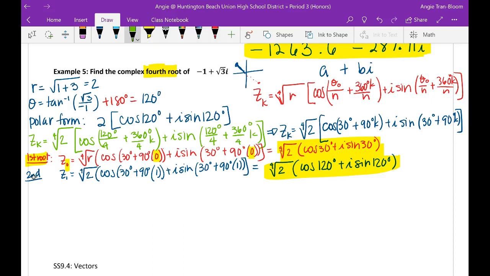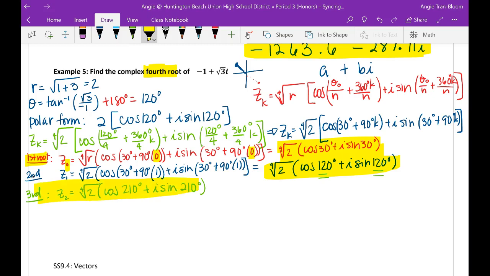Next, different color maybe, just to see it better. So the third root, that one was z of 2. Because I can see that I'm just adding 90 each and every time, that's what I would do. So cosine of 120 plus 90 is now cosine of 210 degrees. You can just see the pattern that I can keep on going and going. So that's that, and then my fourth root is the last one that I'm looking for.